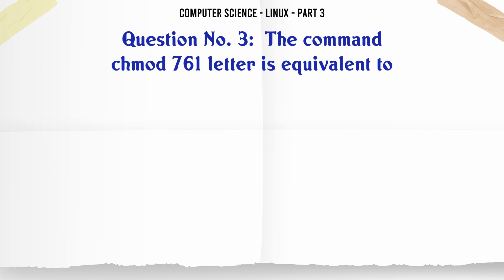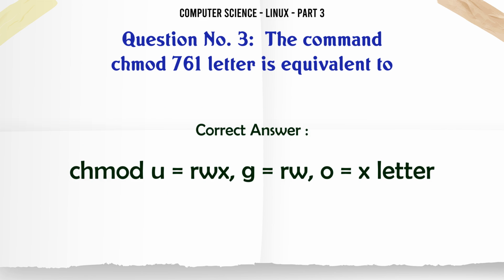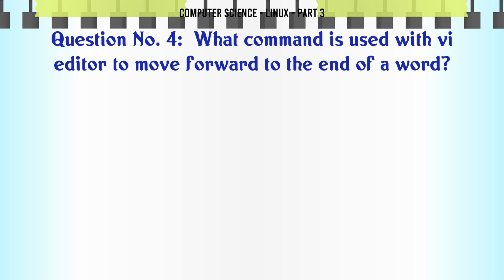The command chmod 761 letter is equivalent to A. chmod 47G601 letter. B. chmod a 761 letter. C. chmod u=rwx,g=rw,o=x letter. D. chmod 167 letter. The correct answer is chmod u=rwx,g=rw,o=x letter.